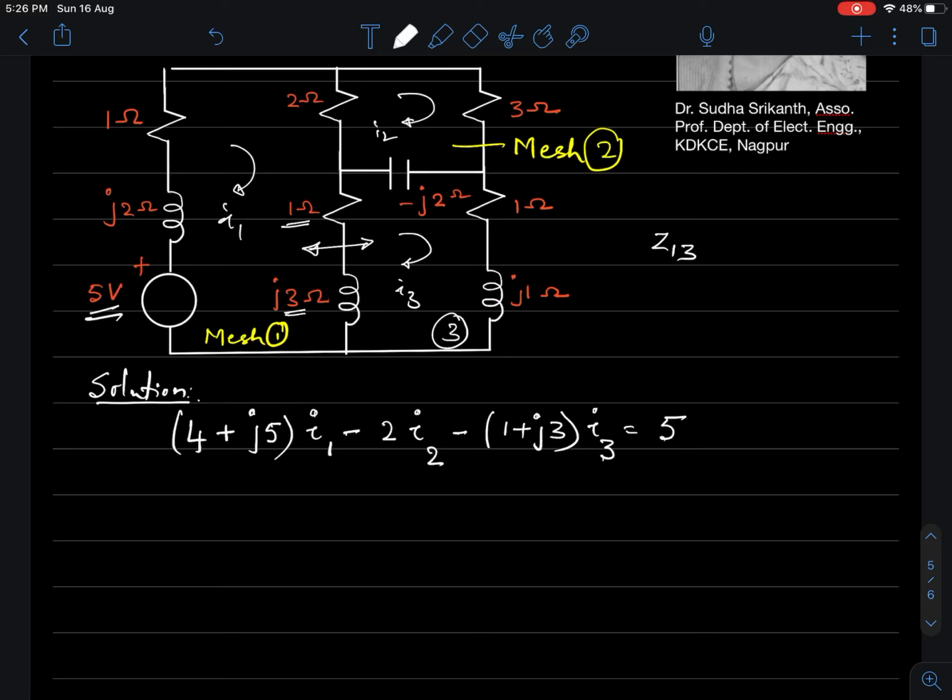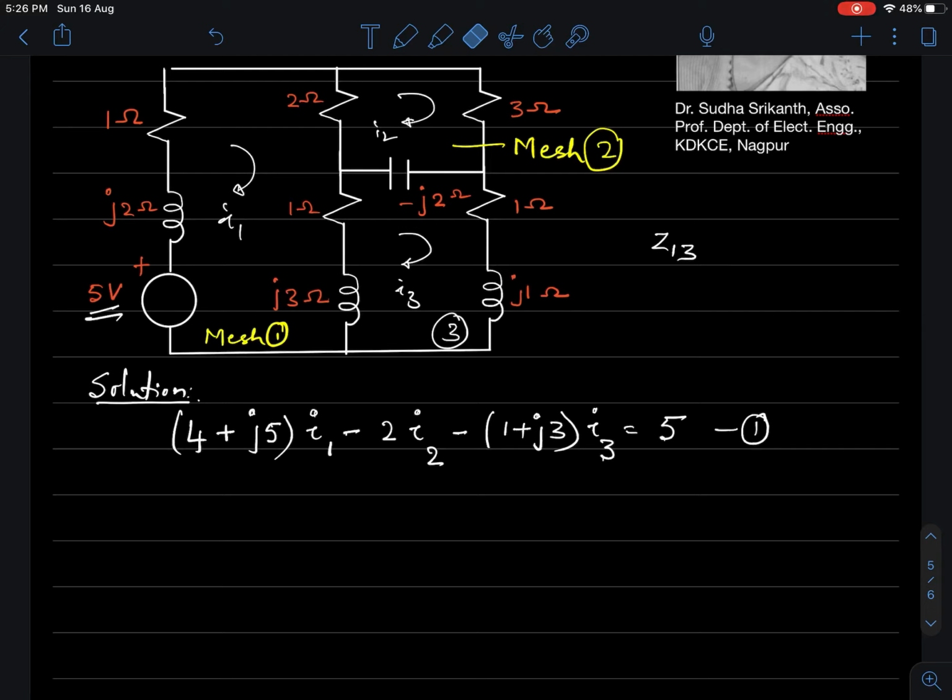Alright. This is our first equation. Okay, see, we wrote one equation by inspection. How to write the second equation? How do we identify the second equation? If you look at the second equation, it is written for mesh number 2. So how to write the mesh number 2 equation?